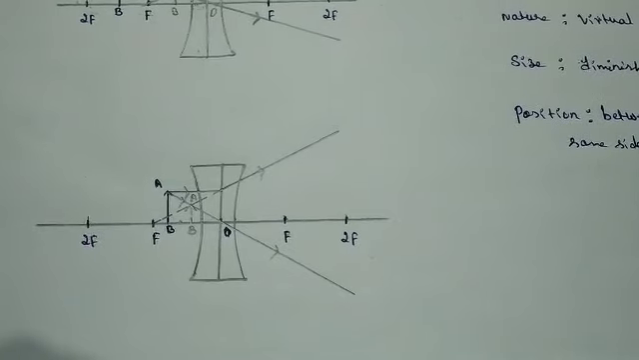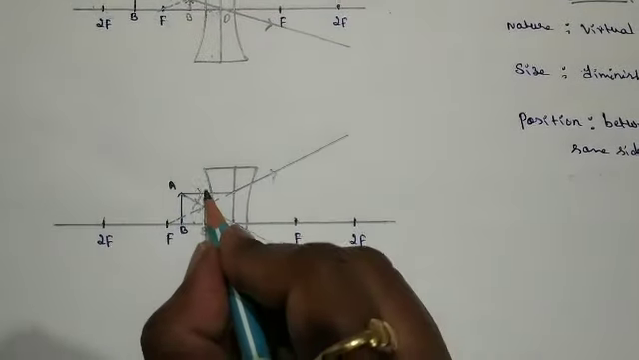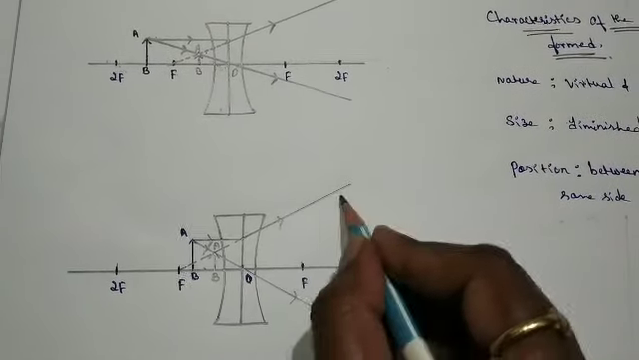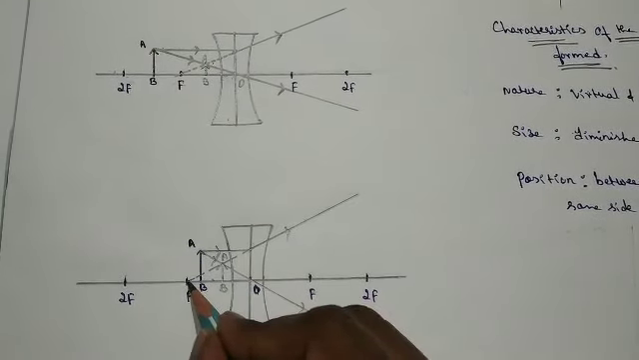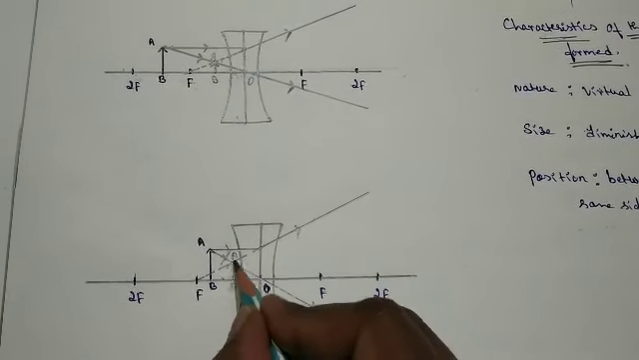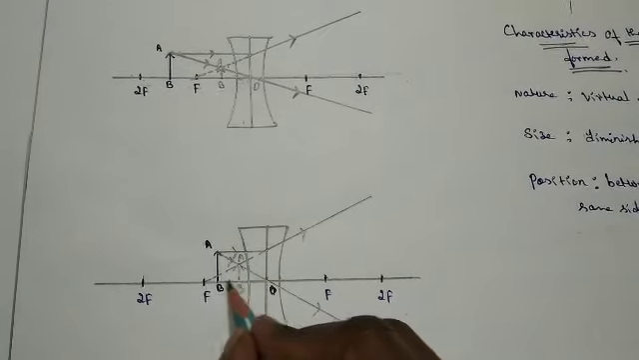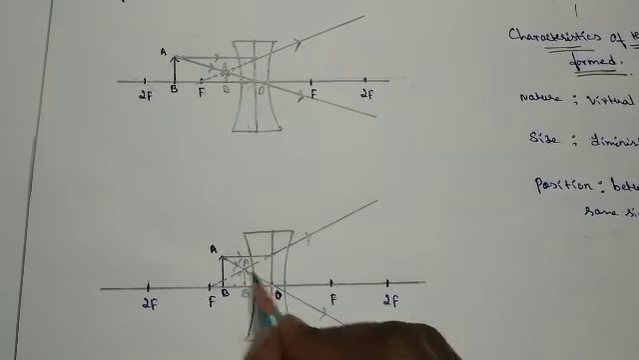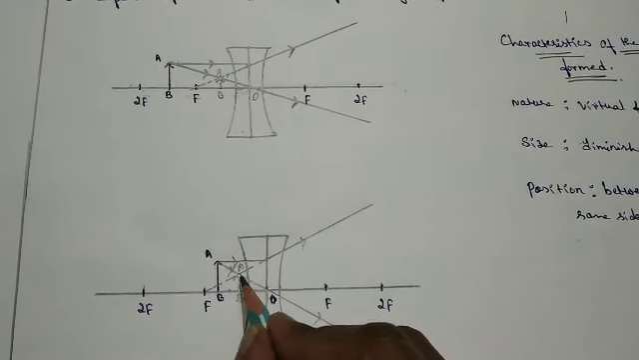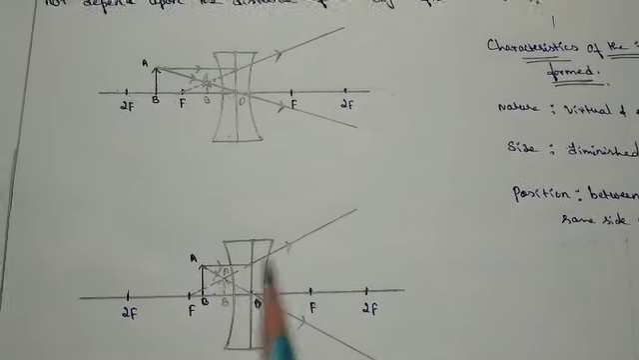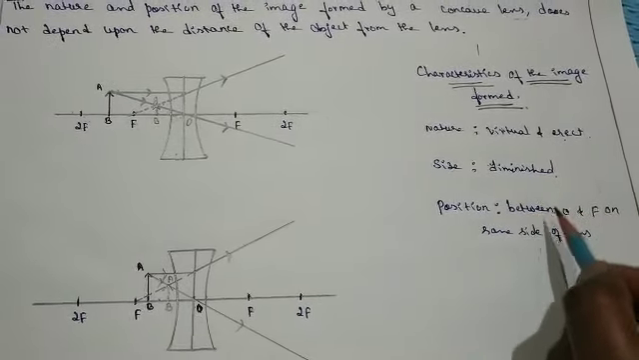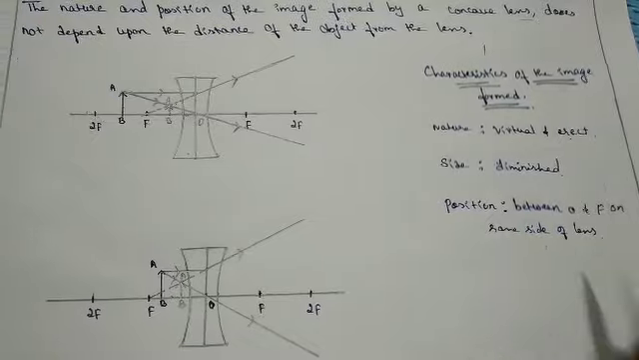Now we'll place the object in between O and F and see what happens. Here again the ray parallel to the principal axis gets diverged because of the concave lens and appears to meet at the focus. The other one goes through the optical center, and where the two rays intersect, there the image is formed. Again the image is formed between O and F only. The size of the image is smaller than the object and it is erect, erect in the sense virtual. Therefore the same: virtual, erect, diminished, between O and F on the same side of the lens.